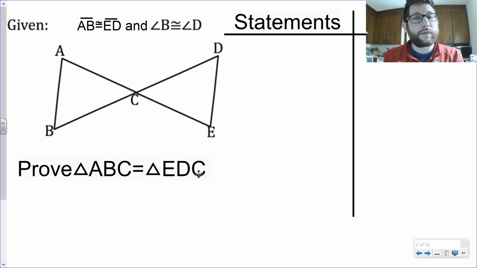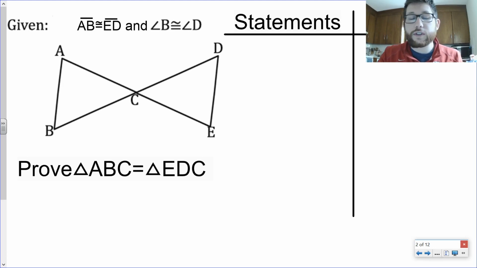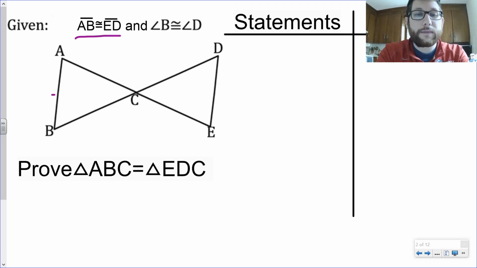So we're going to use what we've already done. Let's take a look at this real quick. Before we even start the proof, let's just talk about the different things we know. Well, we have some given statements, okay? So that means things that we know to be true. So I know that AB is congruent to DE, and I know that angle B is congruent to angle D.